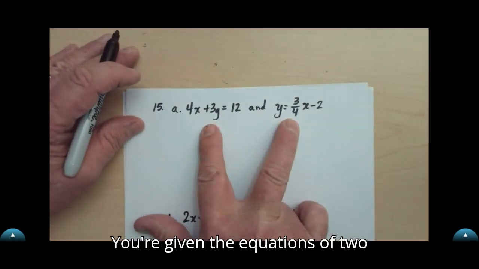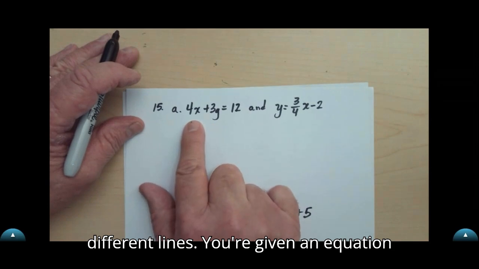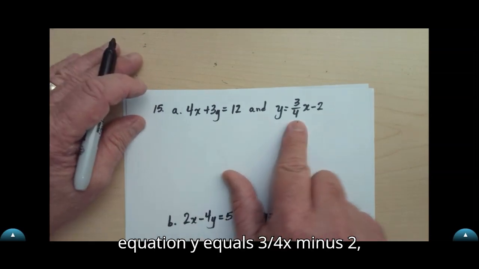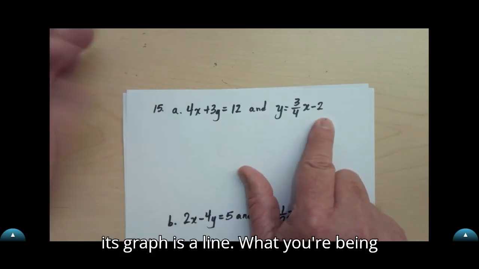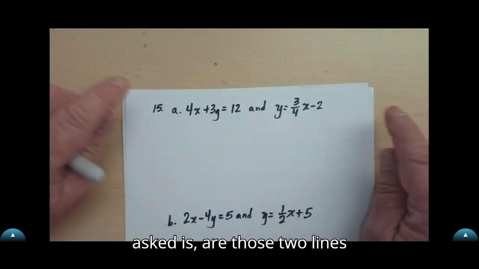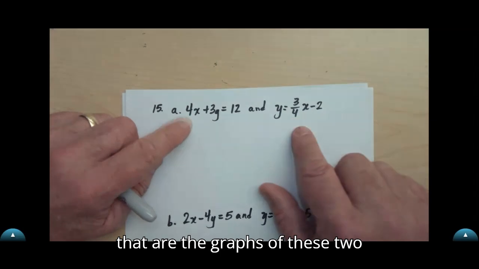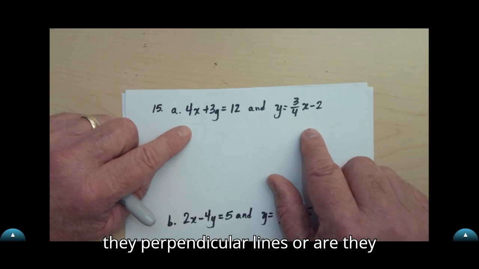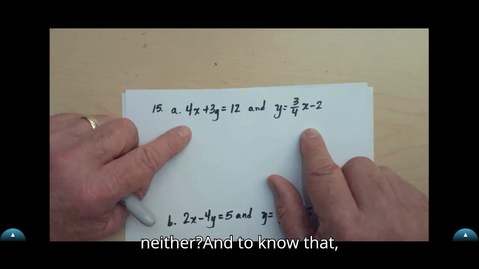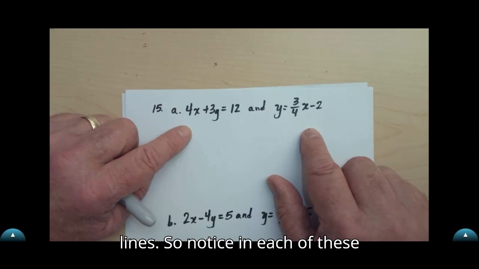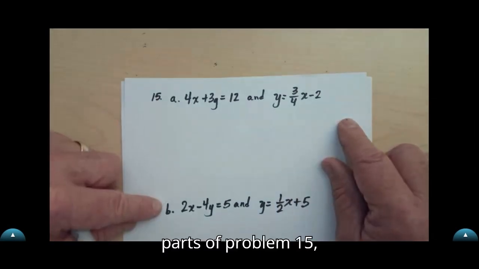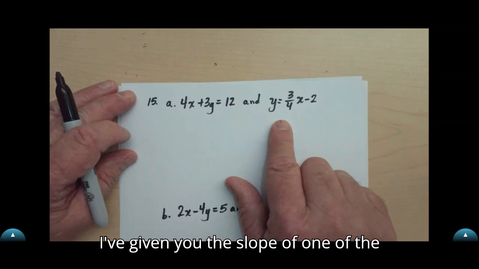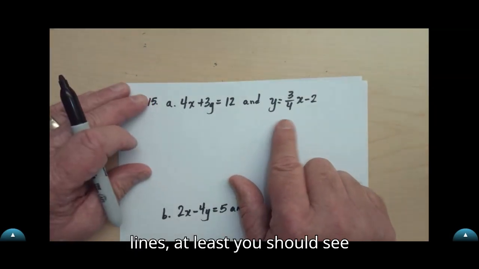You're given the equations of two different lines. You're given an equation 4x plus 3y equals 12. Its graph is a line. You're also given an equation y equals 3/4 x minus 2. Its graph is a line. What you're being asked is, are the two lines that are the graphs of these two equations parallel lines, or perpendicular lines, or neither? And to know that, you need to know the slopes of both lines. So notice in each of these parts of problem 15, I've given you the slope of one of the lines, at least you should see that I have.